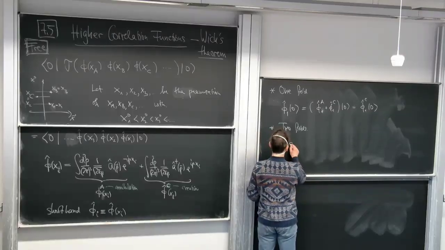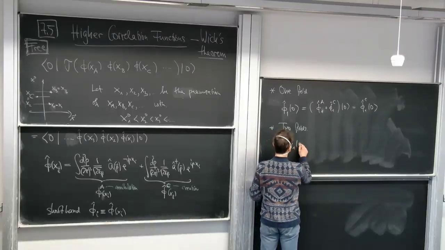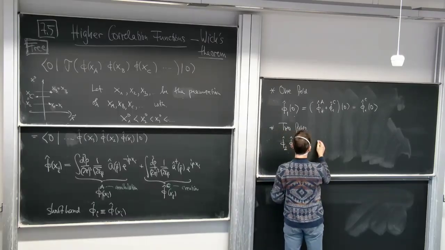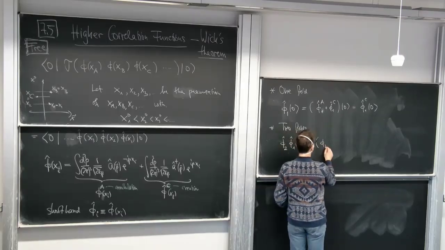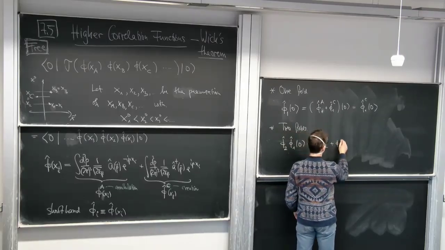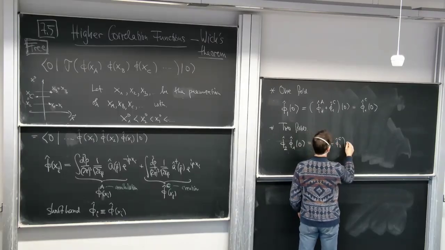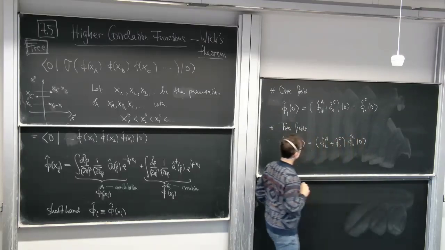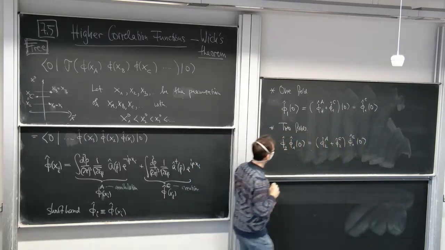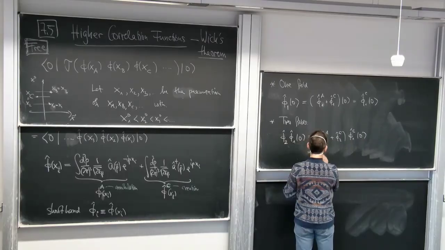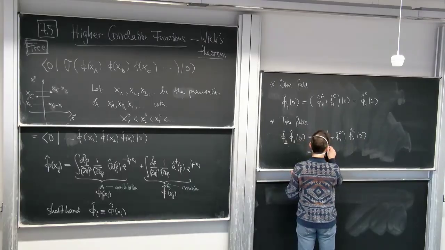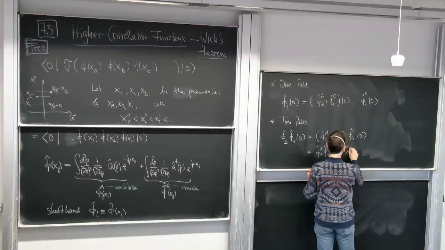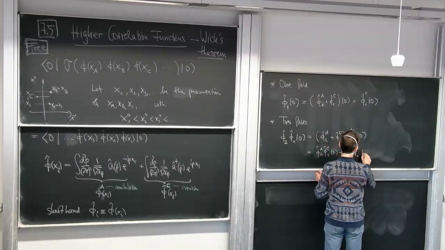And now we have phi 2, phi 1, acting on 0. Here I insert what I had before. And this one I split into an annihilation and creation part. And this one's just the creation part. Now, what do we get? I have to multiply this out. Phi 2 annihilation, phi 1 creation, plus phi 2 creation, phi 1 creation, acting on 0.